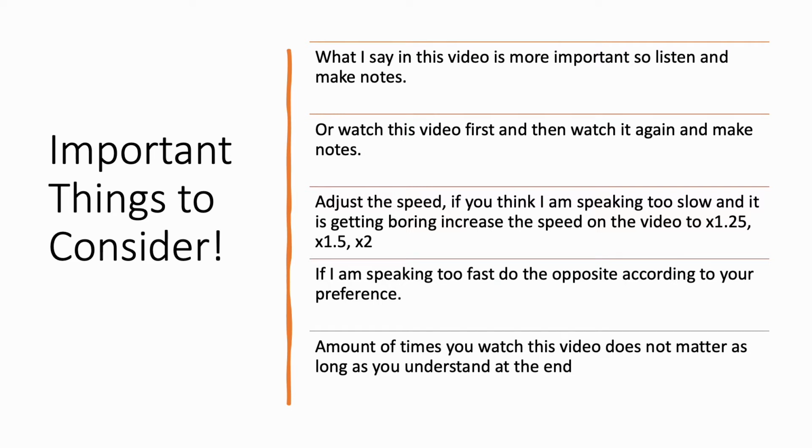Another thing is, I tell you to adjust the speed, because some of you may think I'm speaking too slowly and it is getting boring. I've done this in a number of videos. When I watch a video, I find it too slow, so I increase the speed to times 1.25, times 1.5, times 2, because at the end of the day, a lot of people don't realize that the thing we're always losing is time. Every second that goes by is time that is being wasted. If I'm speaking too fast, on the other hand, you can do the opposite according to your preference by changing to times 0.75, times 0.5, and times 0.25. You get the picture.